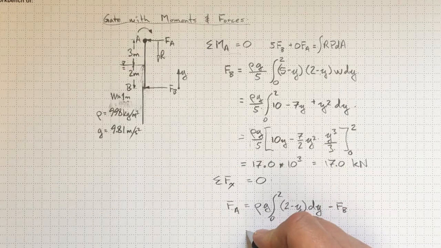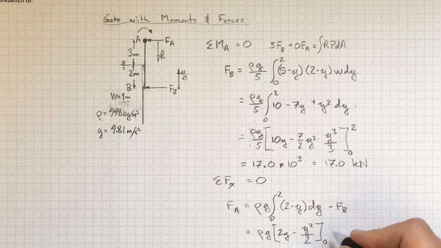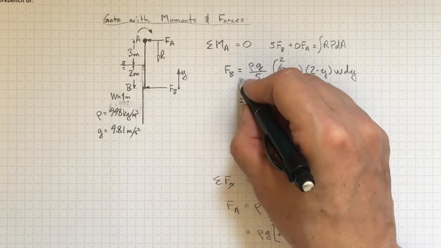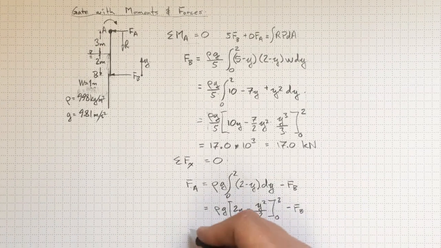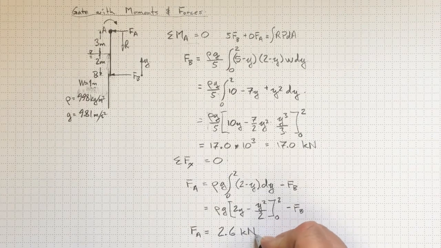And if I carry out that integral, that'll be rho g times 2y minus y squared over 2, evaluated at 0 and 2, minus Fb. I know Fb is 17 kilonewtons because I calculated it up here. I can plug that in. I know density and gravity from over here. And I'm going to have y equal to 0 and y equal to 2. And when I plug it in, I get Fa equal to 2.6 kilonewtons.